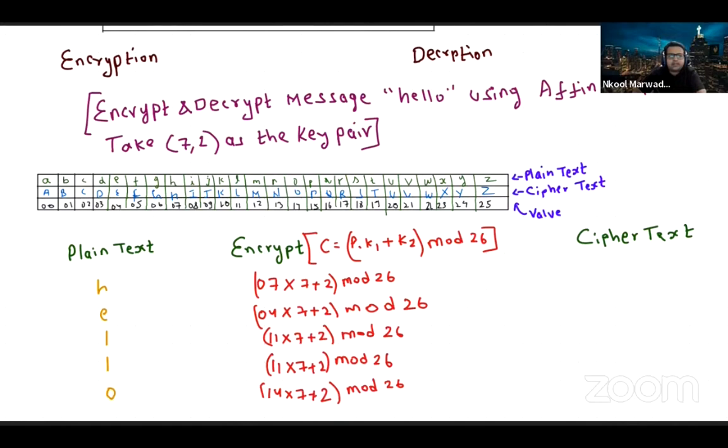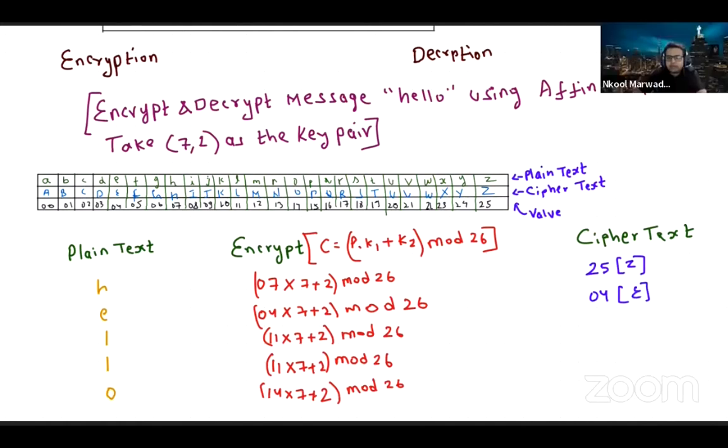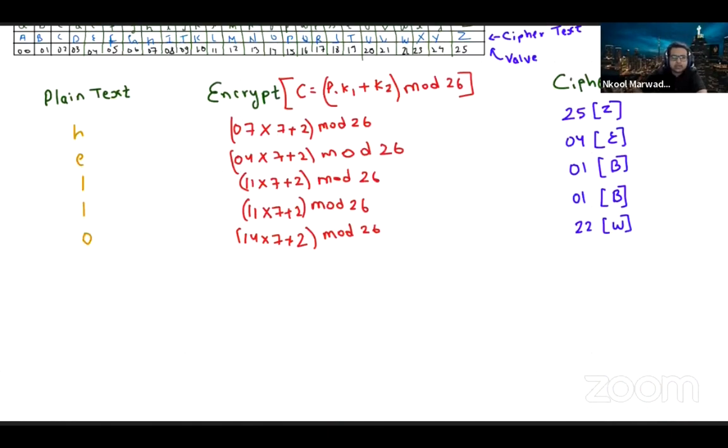Now let us get the ciphertext. 7 7s are 49 and plus 2 is 51, mod 26. That will be 25. 25 is Z. Then we get 4, 4 is E. Then 17. Then we get 1, which is B. Then we get 1 once again, B. Then we get 22, that is W. So the ciphertext C is equal to ZEBBW. Okay. Now we will decrypt.